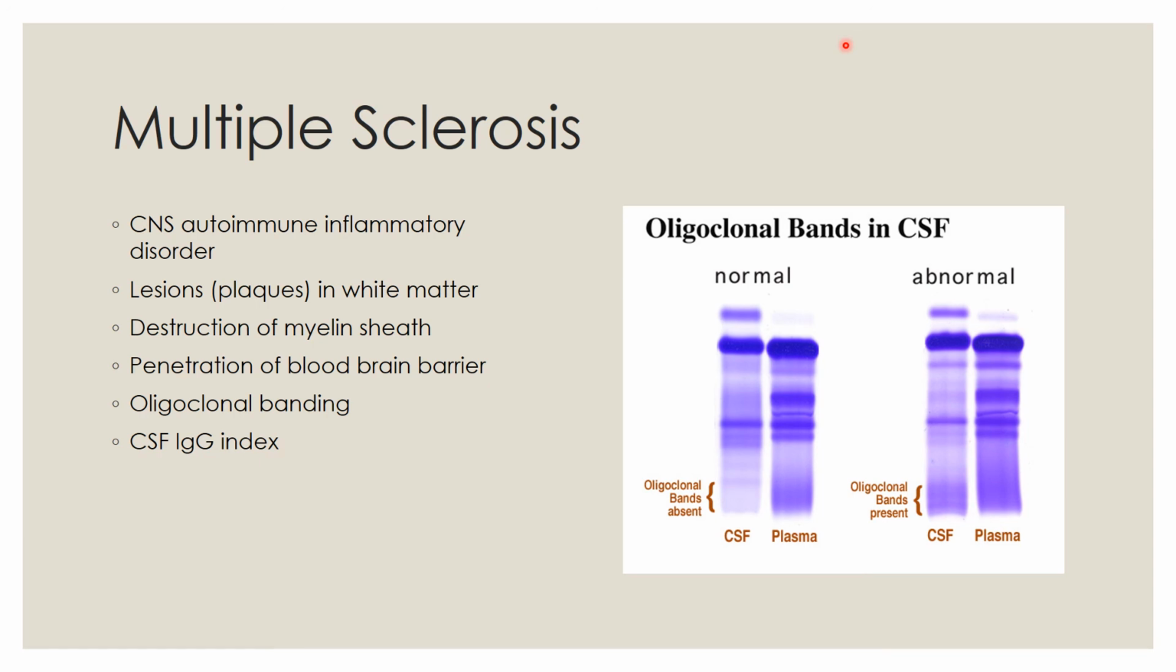And then you also do a CSF Ig index, which is basically a ratio. You compare the spinal fluid levels of Ig to serum levels. So that gives you the overall increase that you would see there.